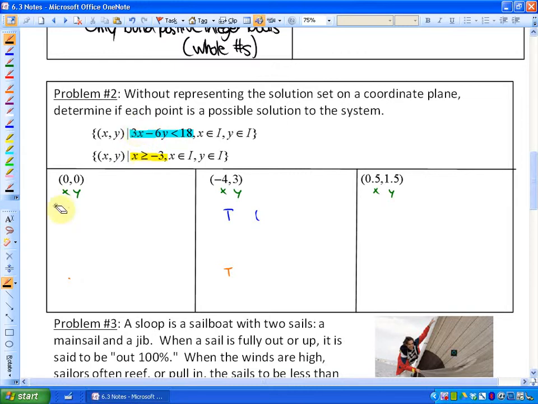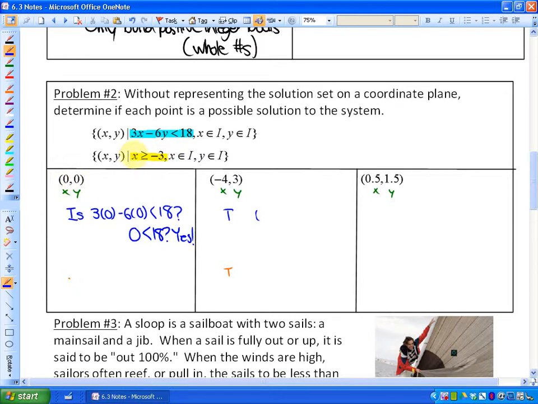So what you're asking yourself is, 3 times x minus 6 times y, 3 times 0 minus 6 times 0, less than 18. Well, if we evaluate the left-hand side, that would be 0. Is 0 less than 18? Your answer here is yes. However, this point needs to be a yes in both inequalities.